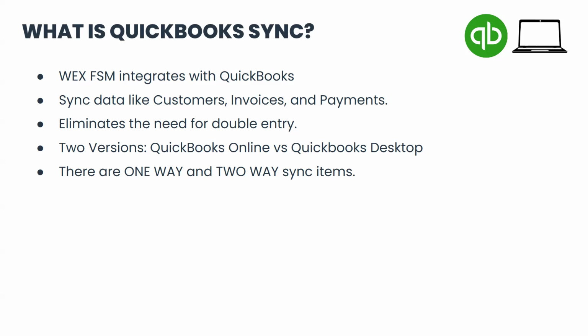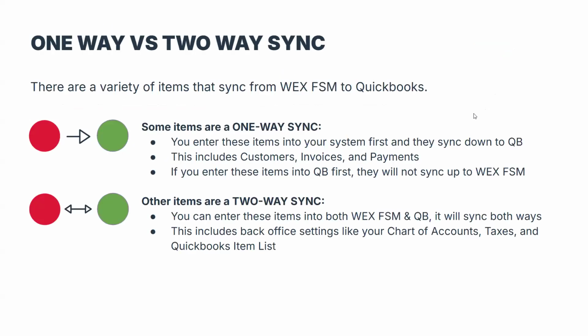There are two versions of QuickBooks, QuickBooks Online and QuickBooks Desktop, and there are two kinds of items. One-way sync items, which only sync one way, and two-way sync items, which will allow you to sync from both softwares equally. So, what is the biggest difference between one-way and two-way sync items? One-way sync items, you must enter into WEX FSM first. That is going to be customers, invoices, and payments.